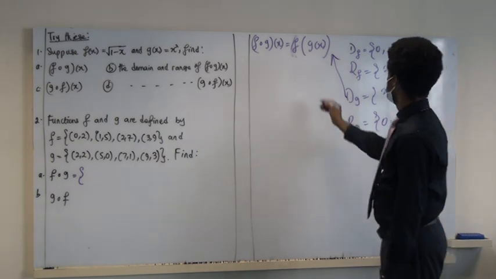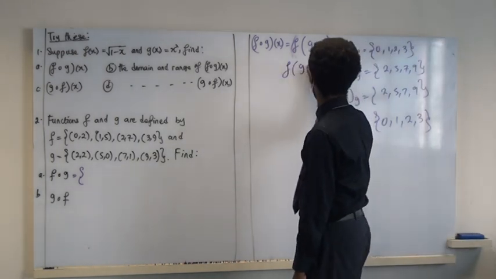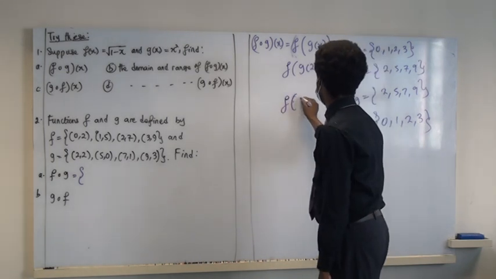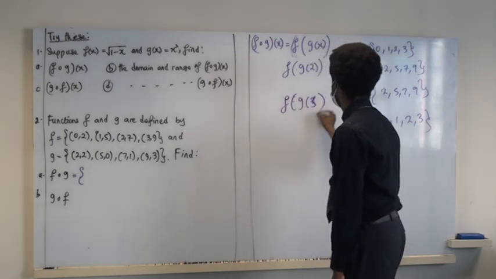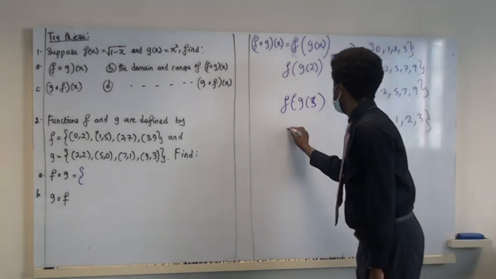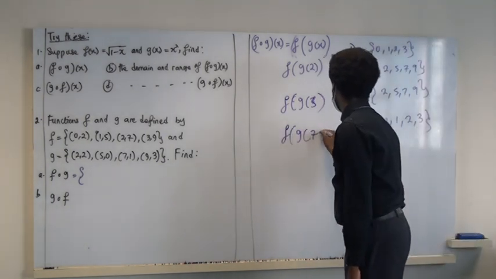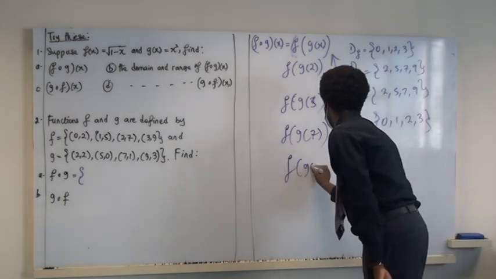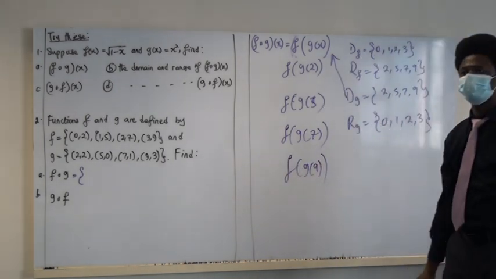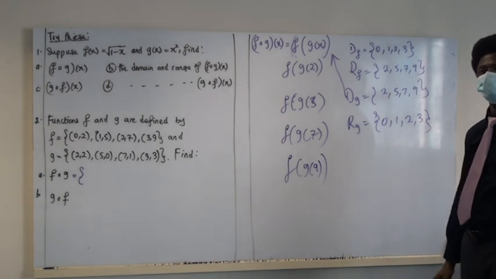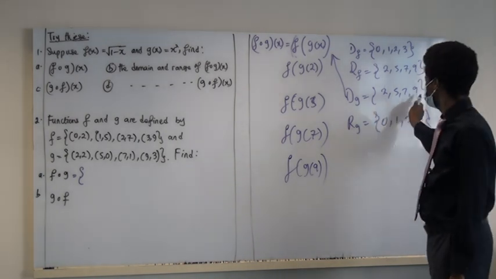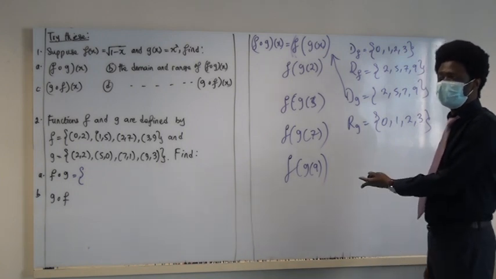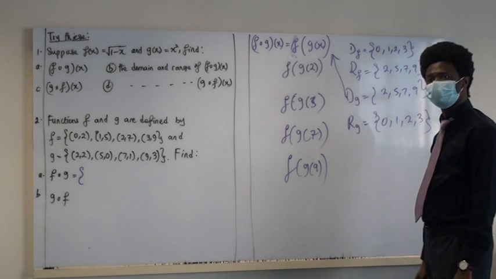So basically, you are saying f acting on g of 2, f acting on g of 5, f acting on g of 7, f acting on g of 9. Because otherwise it doesn't make sense. Because g can only take 2, 5, 7, 9, and f is going to depend on whatever that result leads to.